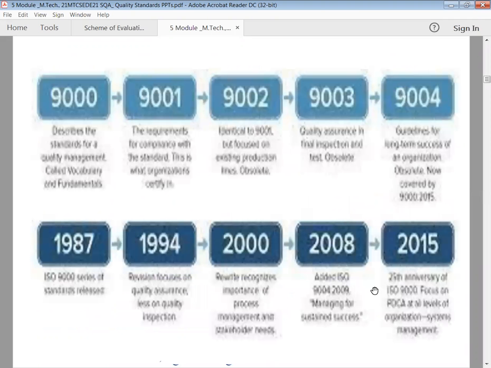If you take the history of the ISO standardization process, its initial version is 9000. Then they improved the version to 9001, 2, 3, 4, and during 1987, ISO 9000 was introduced. During 1994, they added some additional parameters. Then 2000, 2008, and 9004 was introduced during 2015.